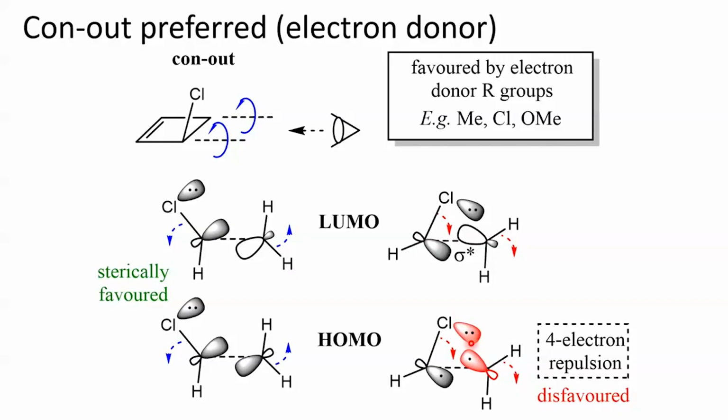And if you remember, this torquoselectivity, it comes down to activation energies. So this is what's occurring at the very beginning of the chemical process. If there's any form of repulsion here, you are going to increase the activation energy to take that pathway. So this small repulsive four-electron interaction here is enough to disfavor this pathway using an electron donor. Whereas over here in con-out, there's only a sterically favoured argument for that process.